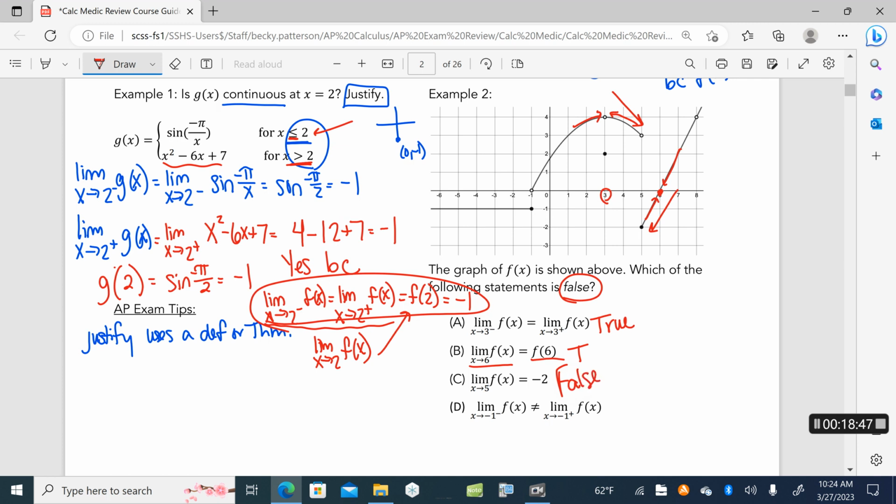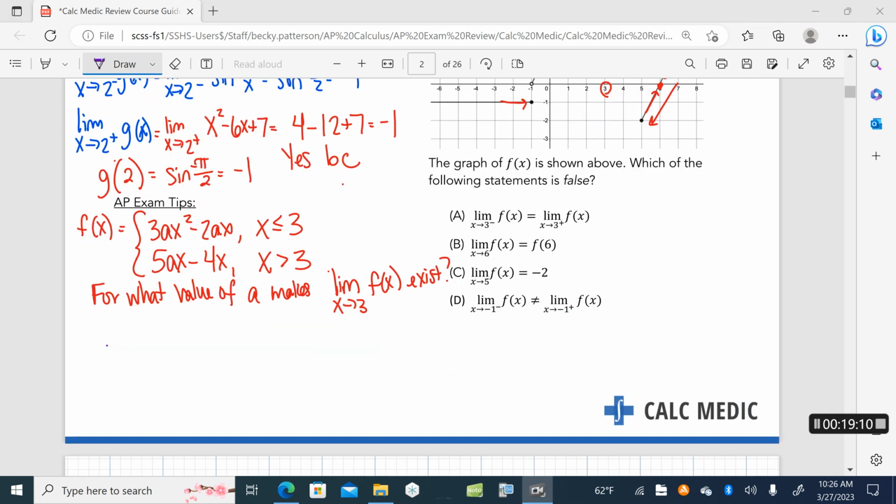So I think it's C, but let's check D just to make sure. This heads to negative 1 from the right and negative 1 from the left, and it's saying that they're not equal. And that is a true statement. Those limits are not equal. So this statement is true. So I'm going with C, but watch out for words like "false."